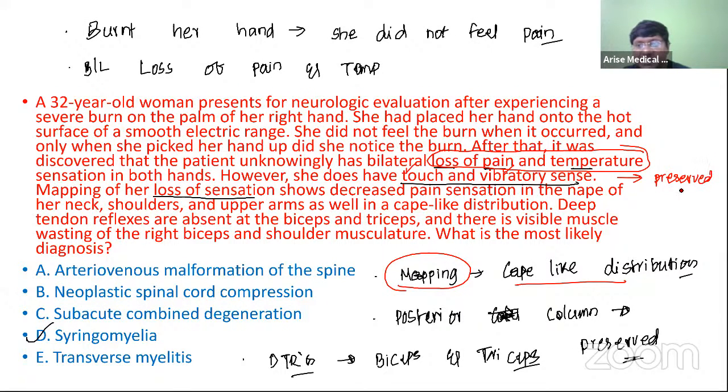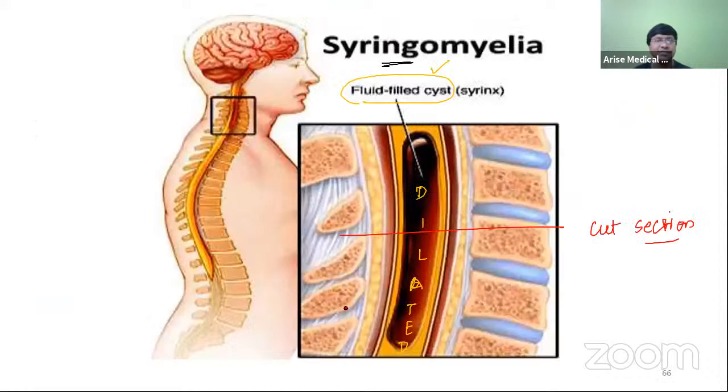Touch and vibratory sense are preserved. That means which sensations are preserved? The posterior column sensations are preserved. Now the question is, why are the posterior column sensations preserved?